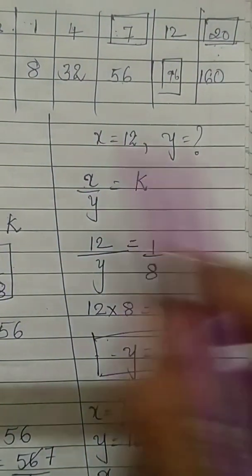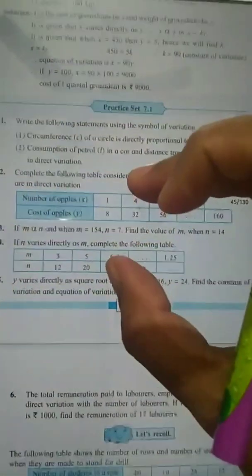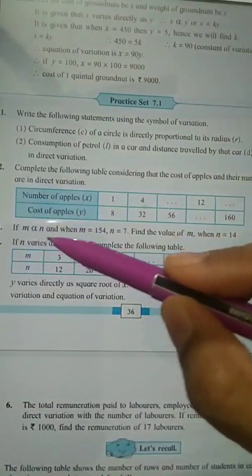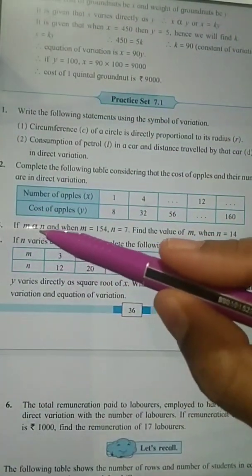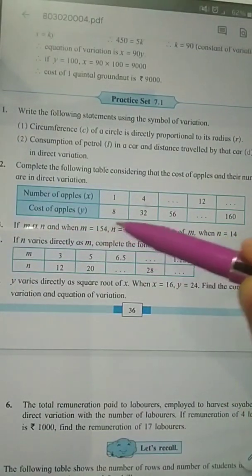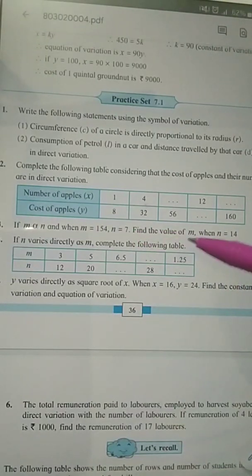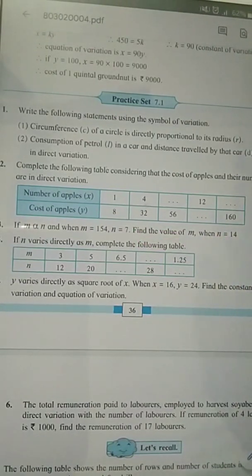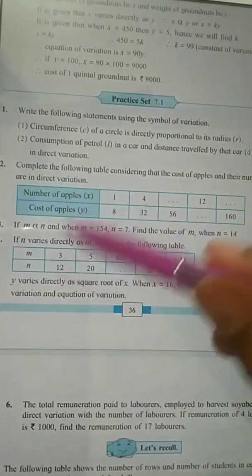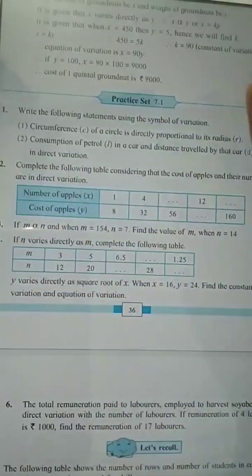So this way you will solve the sums. Same method you will apply. Let's move on to the third sum. The third question is, if m varies directly to n, and m is equal to 154, n is equal to 7, find the value of m when n is equal to 14. First, they have given the value of m and n and we know they are in direct variation. So all these details, let us write it down.